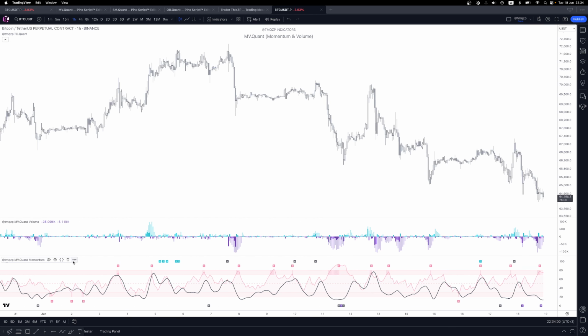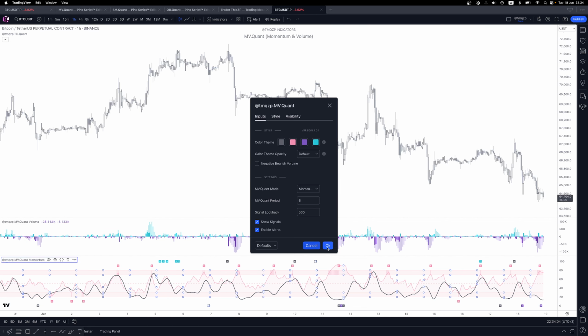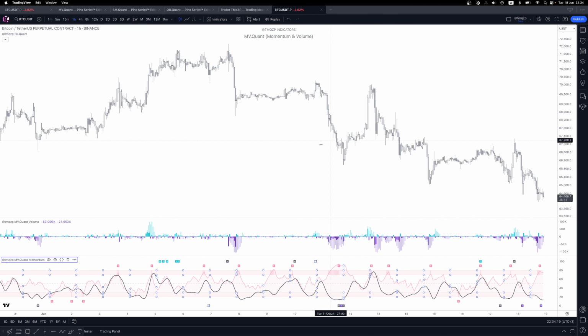And that's it. The way you create it is just standard. Once you have alerts enabled, you go here and you create your any alert function call, just like any standard other indicator, basically. Create, and boom, there you go. You have to do this on each time frame, obviously, the time frame that you want the alerts to work on. That's pretty much it. That covers it for the momentum and volume oscillator.